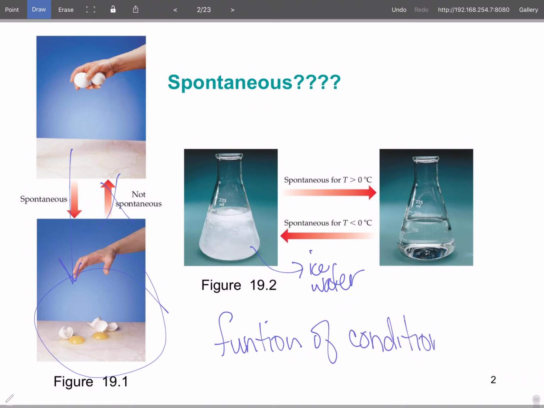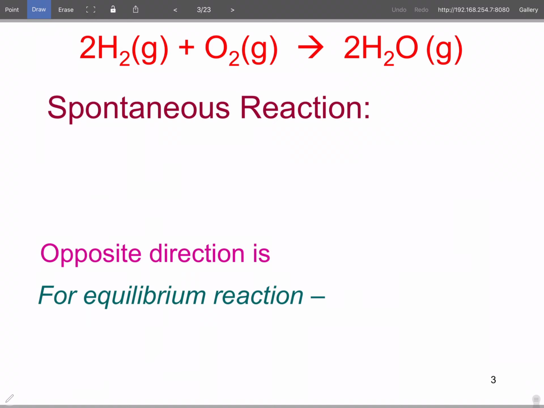For example, gravity would make the eggs fall down, but if you were playing with eggs on the moon, they wouldn't fall down, they'd go up. So they might not break. Whereas freezing water is a function of what the temperature is that you've got it under. Okay, so what is a spontaneous reaction?